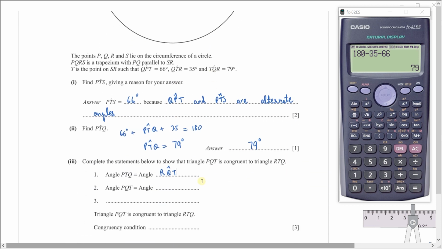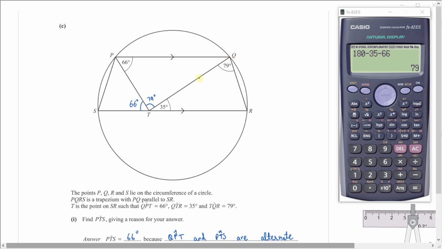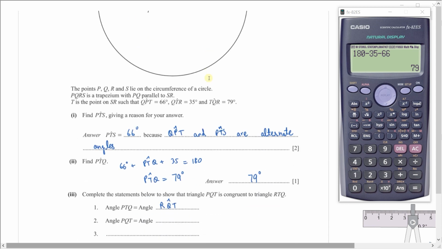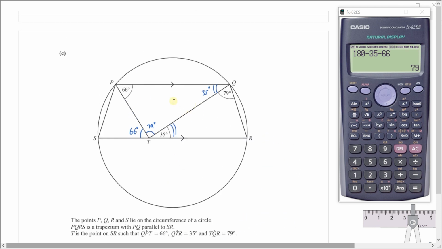So this angle PTQ is equal to angle RQT. RQT is also 79. The next part is angle PQT. So angle PQT, this one is obviously equal to this one here. So let me double mark them because these are also alternate angles. These two are parallel lines. This line is passing through these two parallel lines and these are alternate angles. So this will also be 35 degree. So this is equal to angle RTQ. Angle RTQ is same as angle PQT.